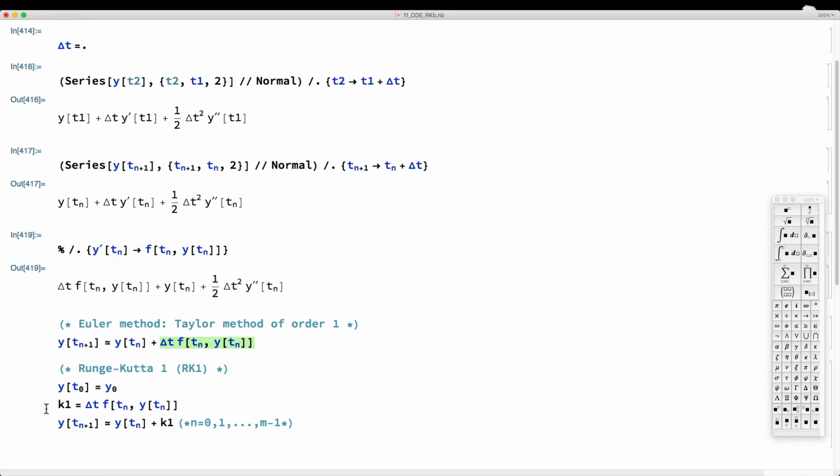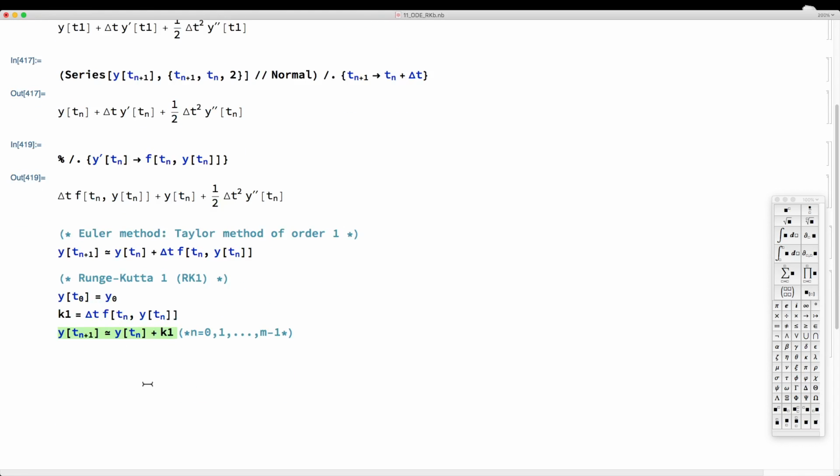So this term we call k1, and then we simply add k1 to y of Tn and get the next step. And we can do this for n equals 0. This will give us y1 from y0 plus the correction. And then we can do it for the next value of n, which is n equals 1, will give us y of t2 equals y of t1 plus the correction, and so on. So we can put this in a do loop and time march forward. So we can march forward in time up to some final time tm.